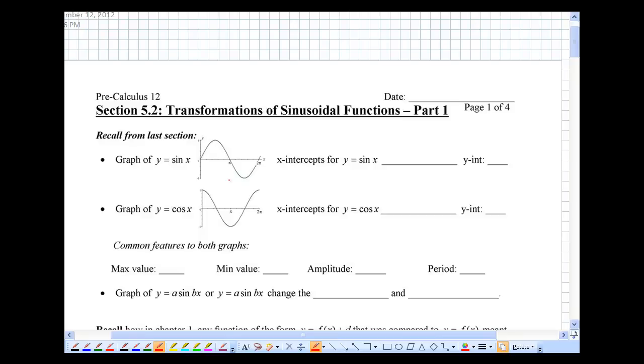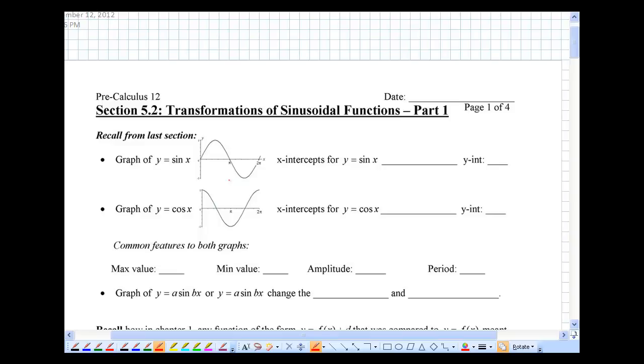It's section 5.2 today. It's going to be a continuation of section 5.1. If you liked graphing last time, then guess what? You'll like this section too, because we're doing more graphing. If you enjoyed chapter 1, I'm glad, because all that stuff from chapter 1 is going to come back.